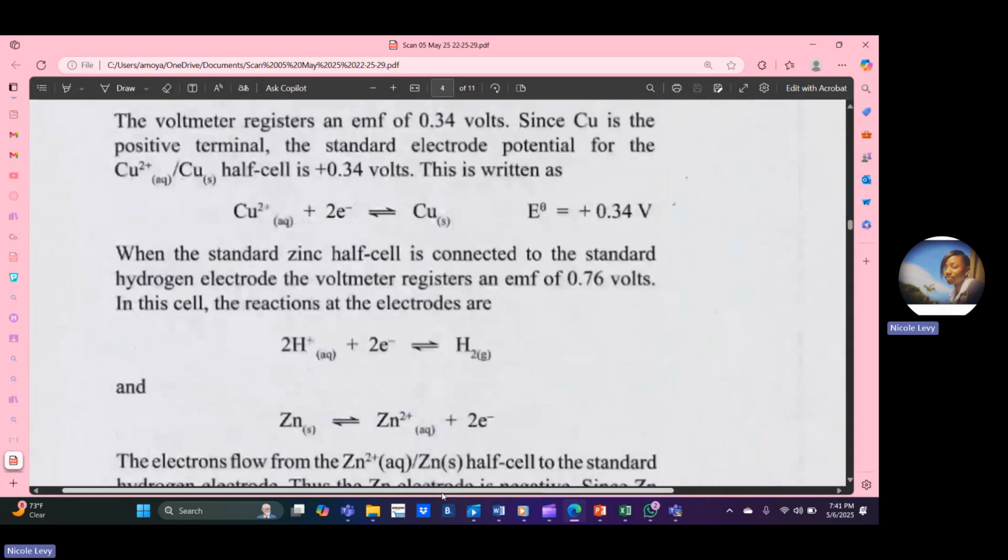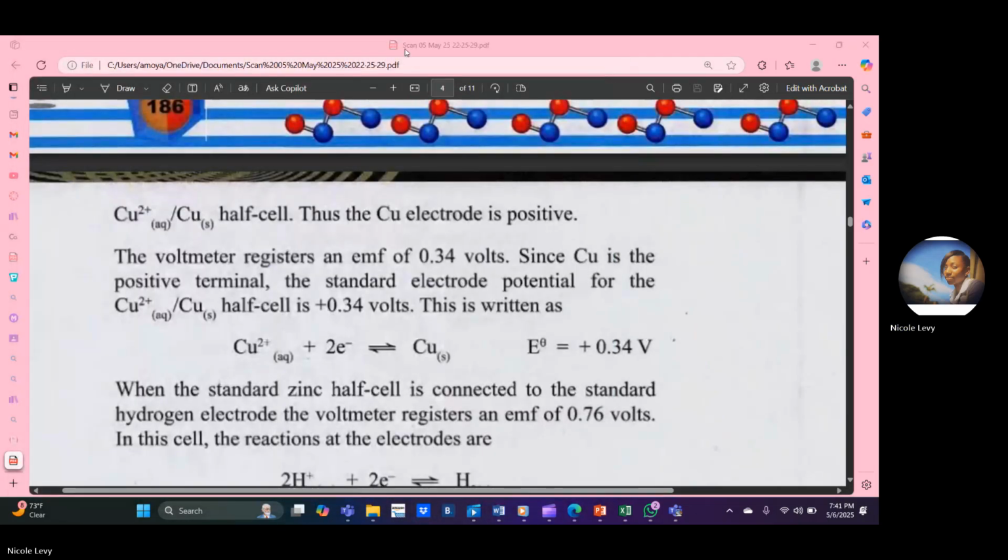All right. Oops. All right, so we're continuing. So I'm going to go down to this one.